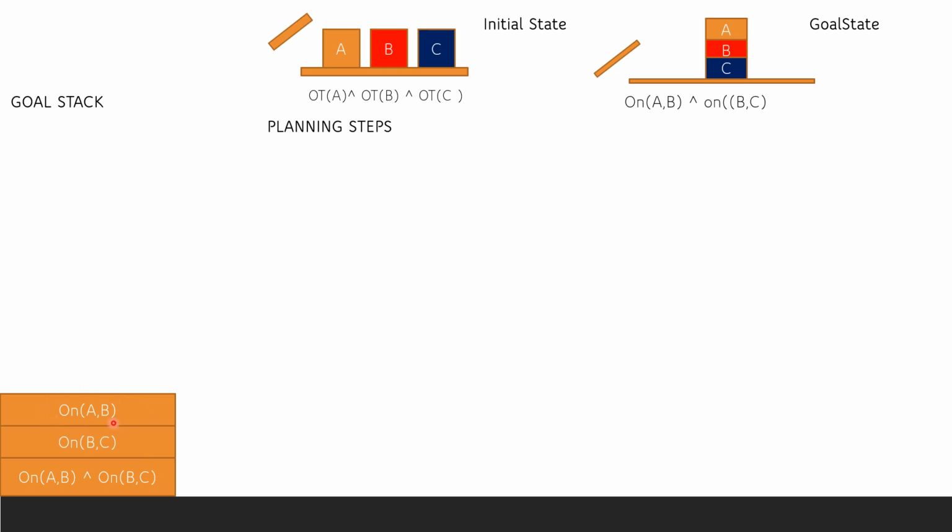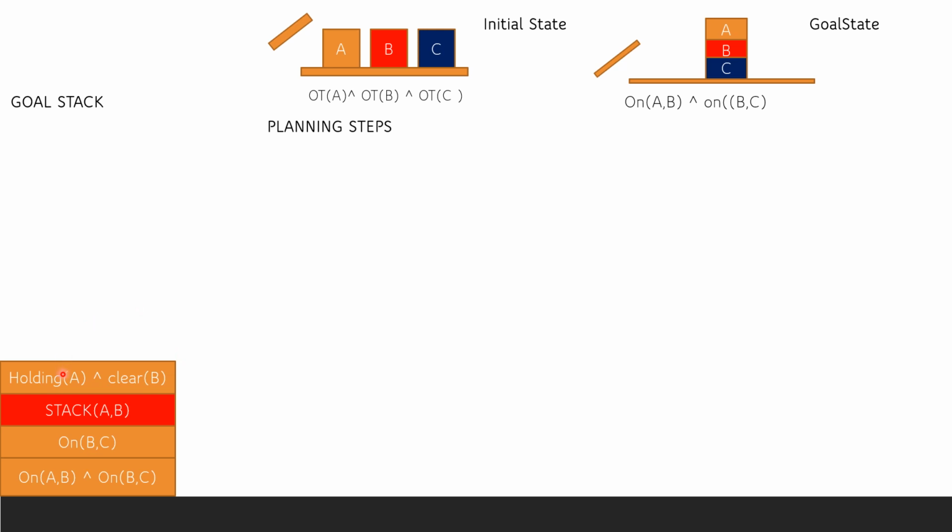In order to make this on A B predicate true, what operation should the robot arm execute? The on A B predicate will become true whenever we apply the stack A B operation. So we push stack A B onto the stack. But before this stack A B can actually be recommended in a plan, it is essential to satisfy the conditions of this particular operation. And what are the conditions?